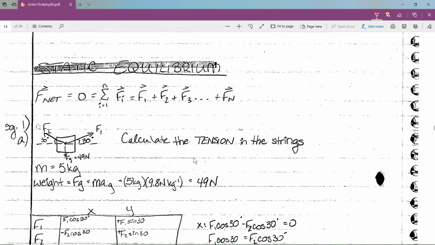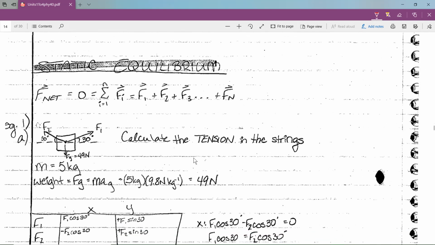And let's talk about one more topic here, which is known as static equilibrium. So here we go. Static equilibrium is when the net force is 0. When you add things together and you get a net force of 0. So there is no acceleration.